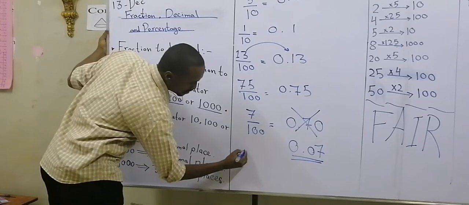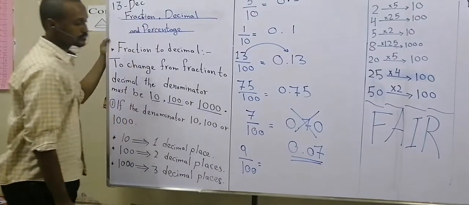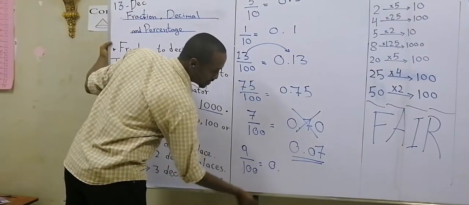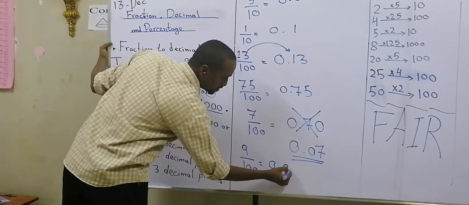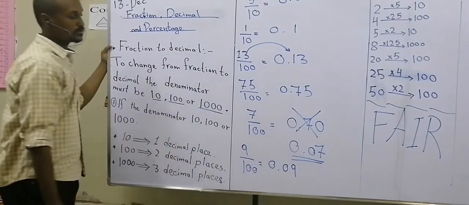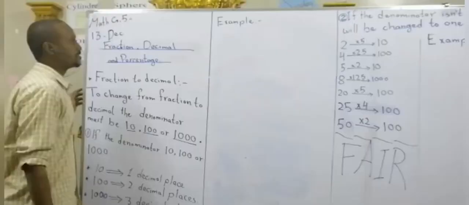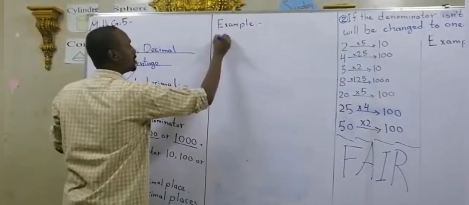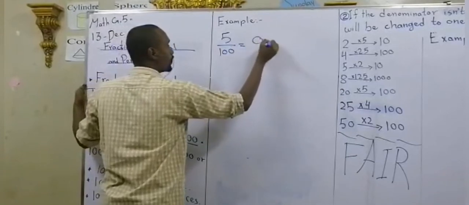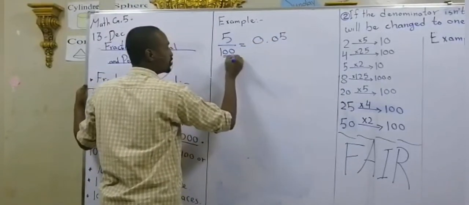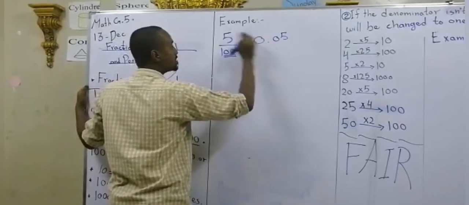The same way, 9 over 100. It will be 0 point. So 1, 2, 0, that means 2 decimal places, but here we have 1 digit. You're going to write 0.09. The same idea when I say, for example, 5 over 100, it will be 0.05. Remember, 2 zeros, that means it should be 2 decimal places. I'm going to add 0 between the point and the numerator.